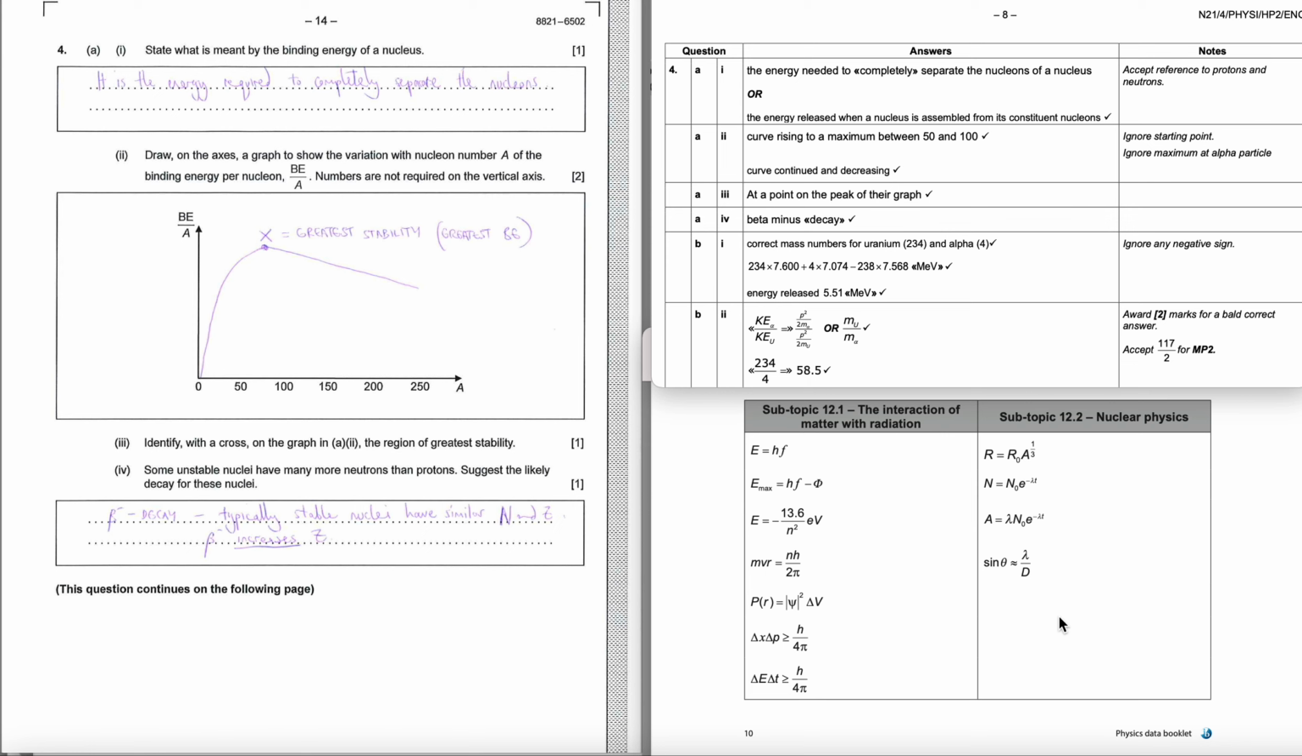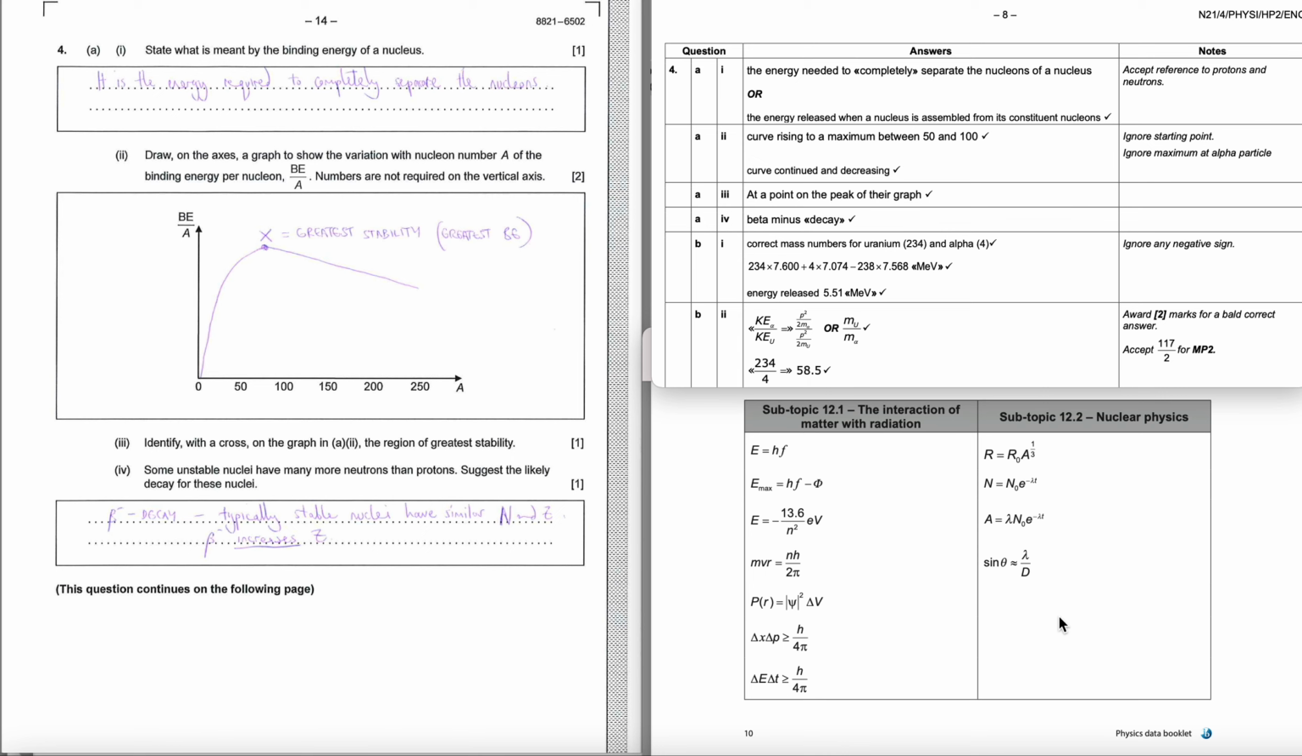The only reason I would flag up this question at this stage is that, although it's a fairly standard definition, you may be asked what the average binding energy is. That would be the energy required to separate one nucleon from the nucleus, i.e. you'll be taking the binding energy and dividing it by the number of nucleons, the number of protons and neutrons in the nucleus. So just be careful, make sure you read that question to start off.